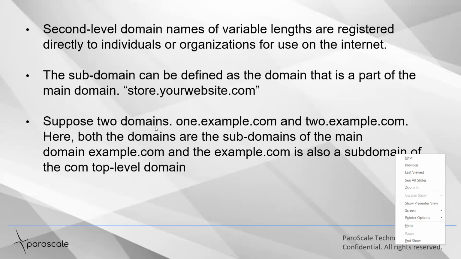Suppose these are two domains, like one.example.com and two.example.com. Here both domains are subdomains of the main domain, which is example.com, whereas example.com is also a subdomain of the particular .com top level domain.